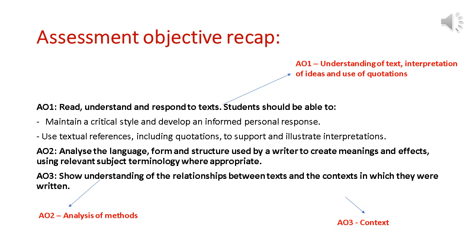So assessment objective 1 is being able to understand the poems and use textual references or quotations. Assessment objective 2 is your ability to analyse the poetic methods used, which include language, structure, form, imagery and sound devices. And assessment objective 3 is being able to understand the relationship between the poems and their context, whether that's the history surrounding them or the social or political matters.